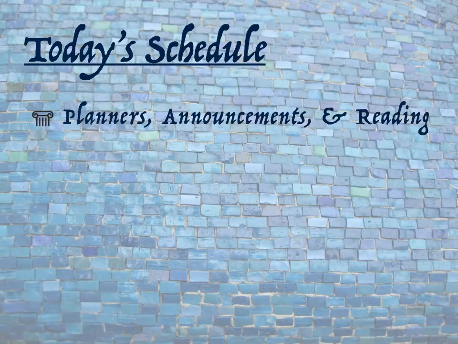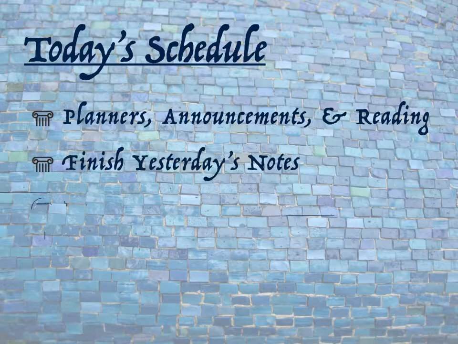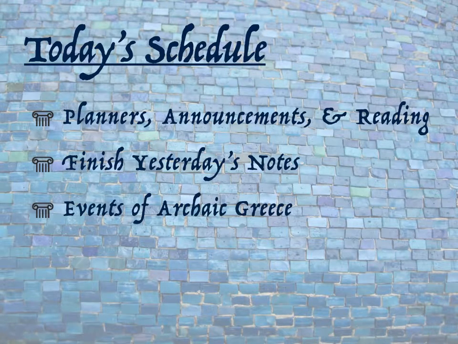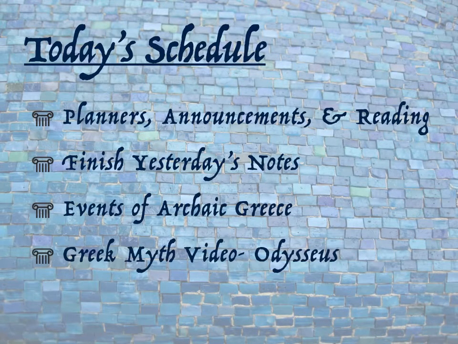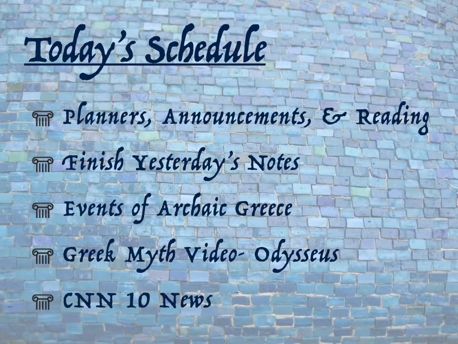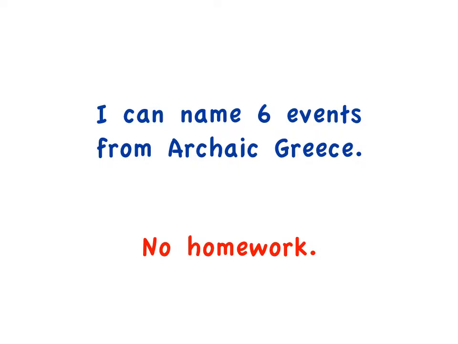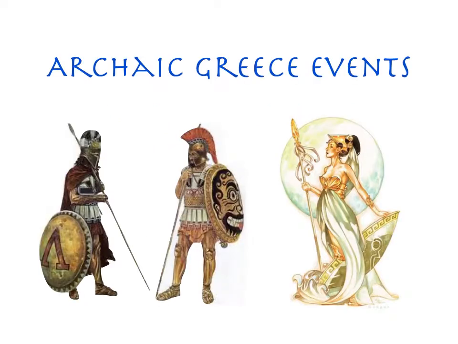So, today's schedule, we're going to finish up yesterday's notes with the question and summary sections, and then we're going to talk about the events of archaic Greece, and of course there's another Greek cartoon video. I'll post it on my website down below. So I can name 6 events from archaic Greece. We're going to focus on 6 events as we learn about the archaic period.